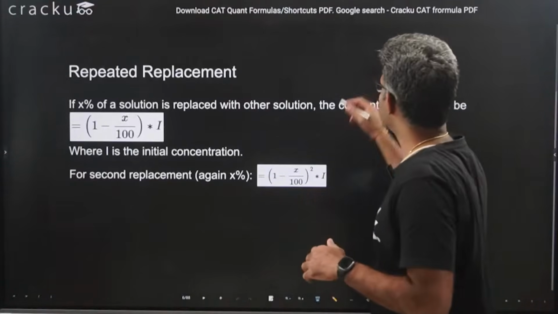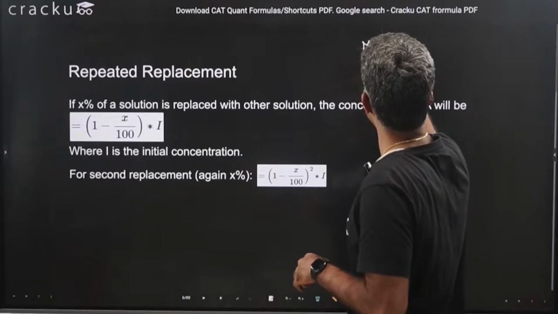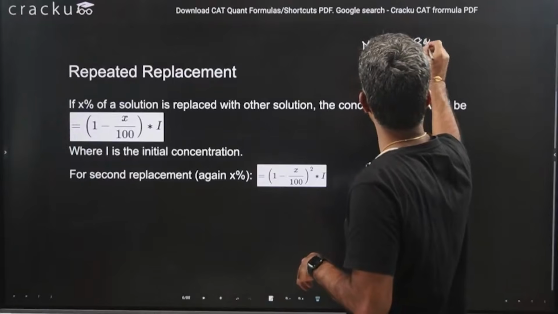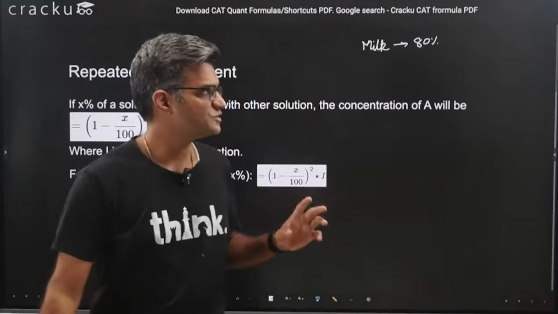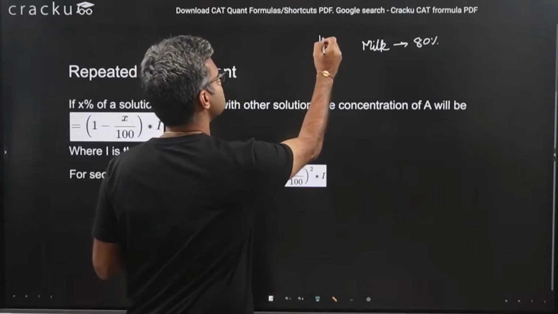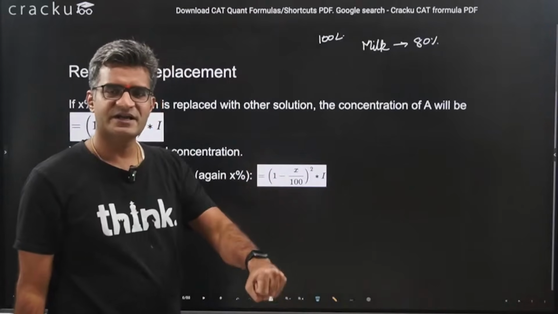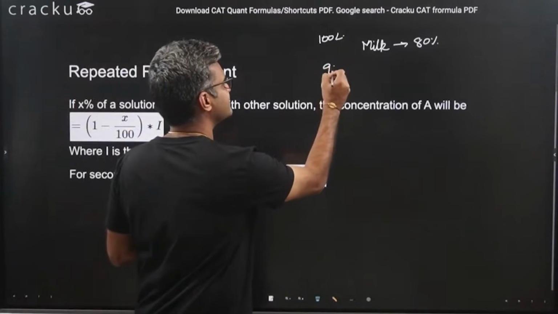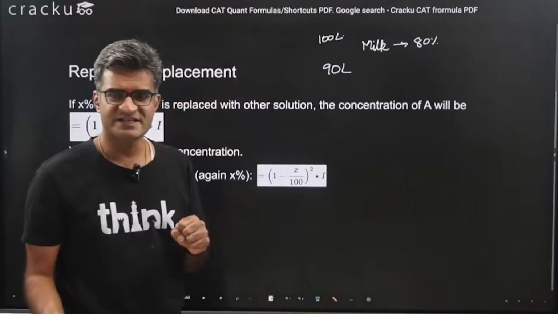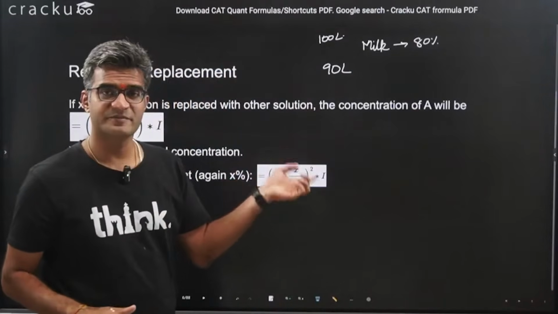You are told that there is a solution of milk, say this has say 80% milk and the remaining 20% is water. The volume of this solution is also given. You can assume that the volume of the solution is say 100 liters. What you are told is that 10 liters are removed from this solution. So now you have 90 liters left. And these 10 liters are replaced with water. They're not replaced with milk, they're replaced with water.